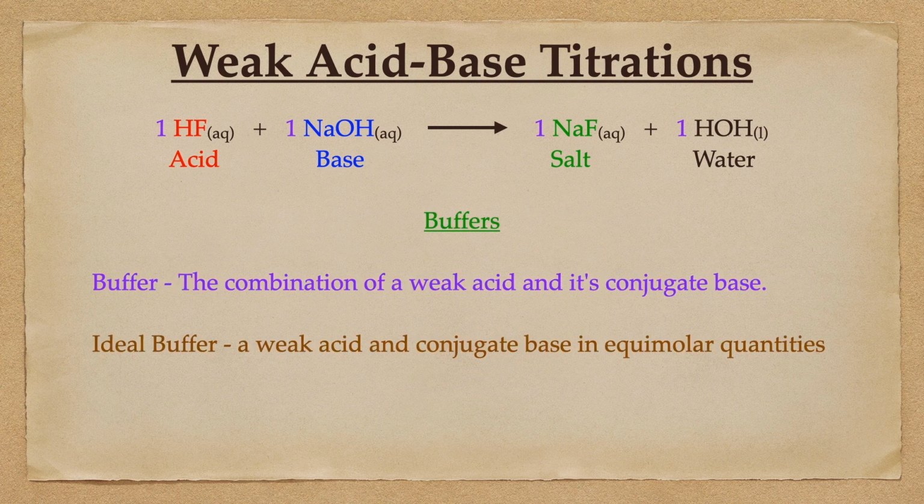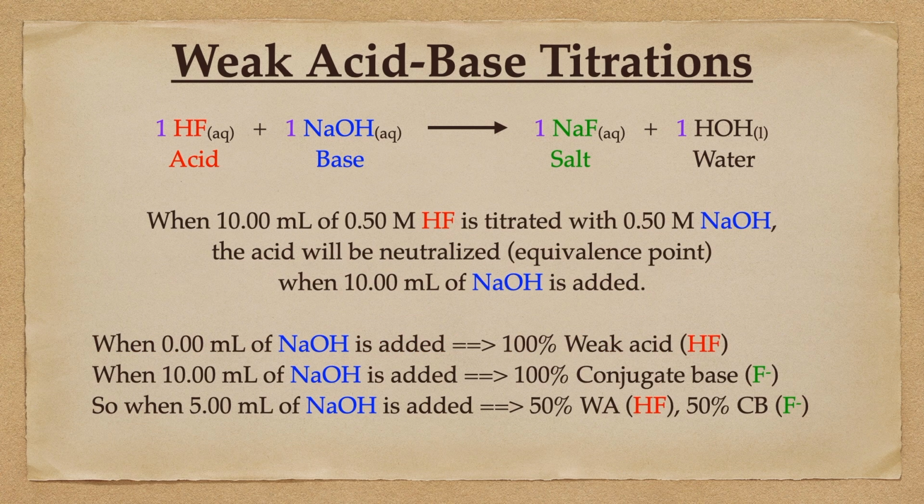When titrating a weak acid and a strong base, we form a buffer. Now, a buffer is simply the combination of any weak acid and its conjugate base. An ideal buffer is when the weak acid and conjugate base are equimolar. Initially in my system, before any sodium hydroxide is added, we have 100% weak acid. When I've added my 10 milliliters of sodium hydroxide and reached the equivalence point, it's 100% conjugate base.